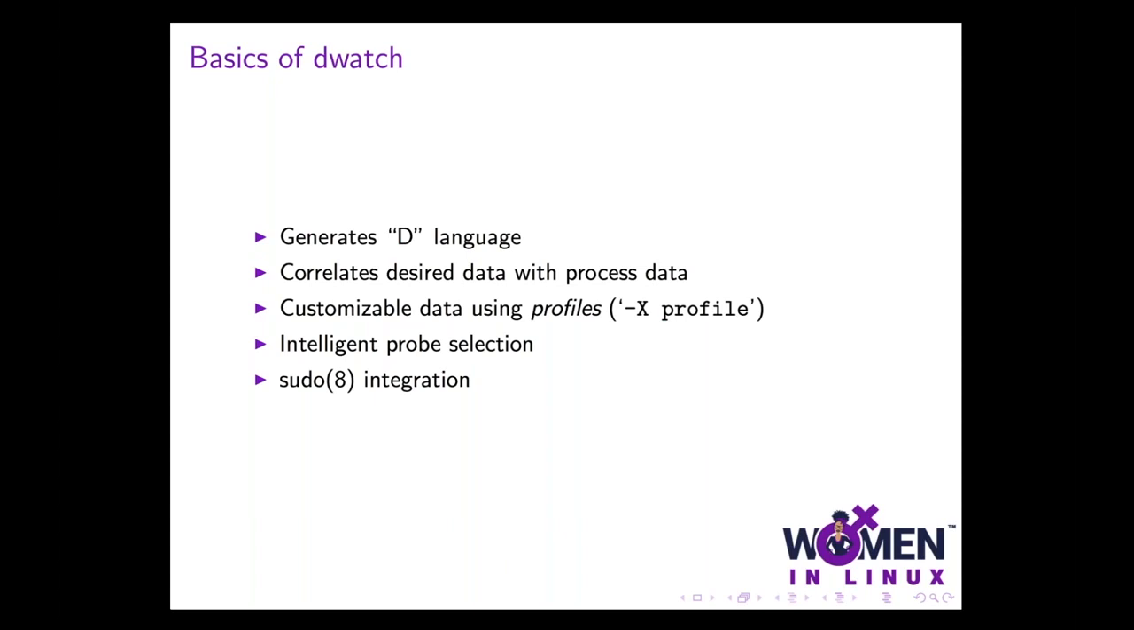So what are the basics of dwatch? Well, it generates the D language for you. So it's really an engine for generating the dtrace language, which then gets compiled by dtrace itself and then injected into the kernel to do your nefarious bidding. So it correlates desired data with process data. That's quintessentially the whole purpose, but you can actually customize its entire output so that when something fires, you don't have to display process information. You can display whatever you want.